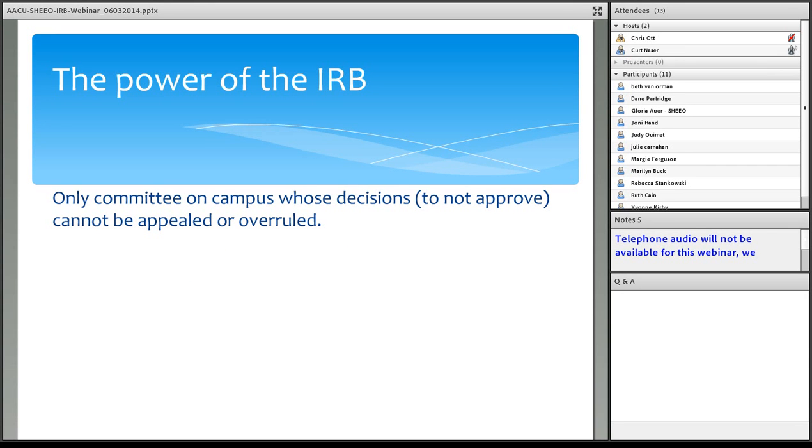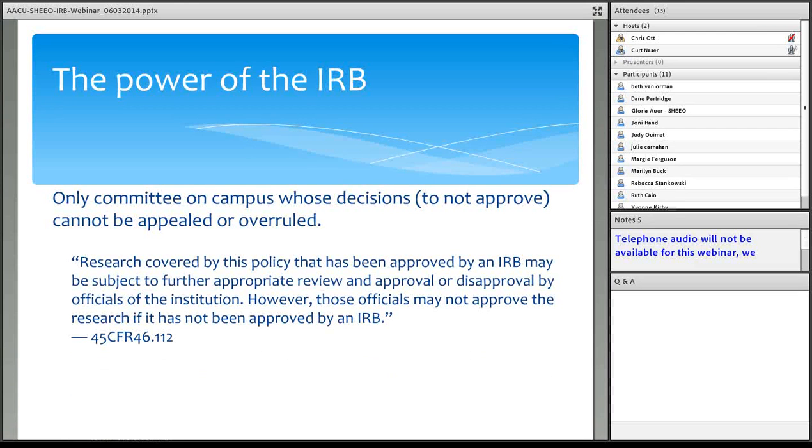Research covered by this policy that's been approved by an IRB may be subject to further appropriate review and approval or disapproval by officials of the institution. However, those officials may not approve the research if it has not been approved by an IRB. So that's the evidence in the federal regulations. This obviously gives IRBs an inordinate amount of power, which I would argue should be used judiciously and wisely. Unfortunately, it's not always the case that they do so.